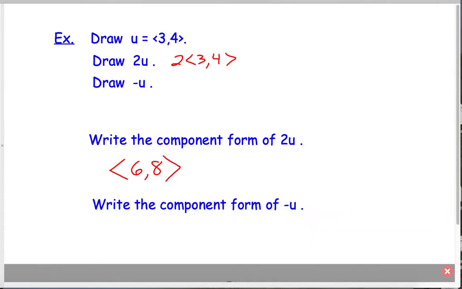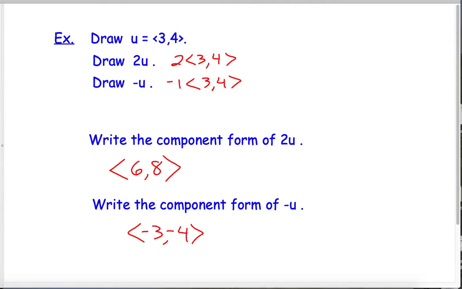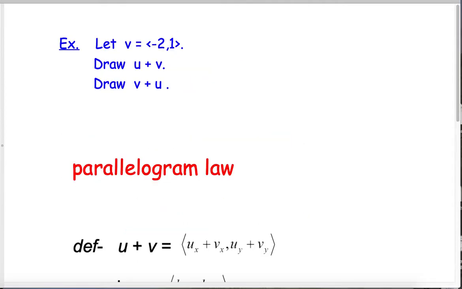What about the component form of negative u? Well, you can think of it as negative 1 times the vector 3, 4. And so that's going to give you negative 3, negative 4. All right.